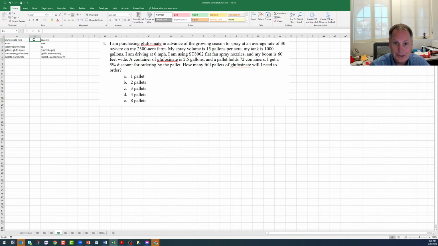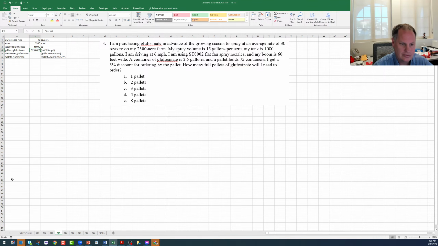Spoiler, it probably is. So my glufosinate rate is 30 ounces per acre. My total number of acres is 2,300. So my total ounces of glufosinate that I need are simply going to be 30 ounces times 2,300 acres. Now that's useful, but it would sure be nice to be dealing with it in gallons. So let's go ahead and take the number of ounces divided by 128 to get gallons.